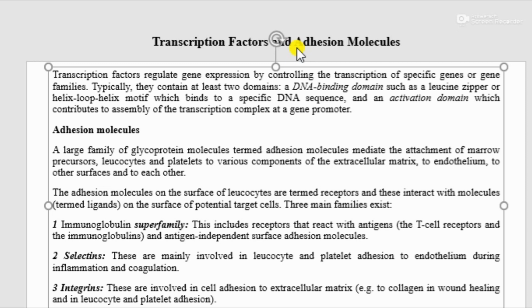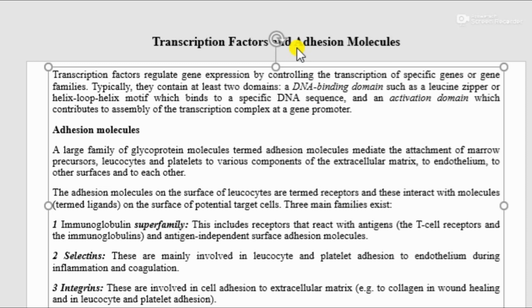Immunoglobulin superfamily, as many of you must have read this before, these are the receptors which react with antigens. These are T cell receptors and immunoglobulins, and also antigen independent surfaces of the adhesion molecule. IgG, IgM, IgA, all are of the immunoglobulin adhesion molecule family.